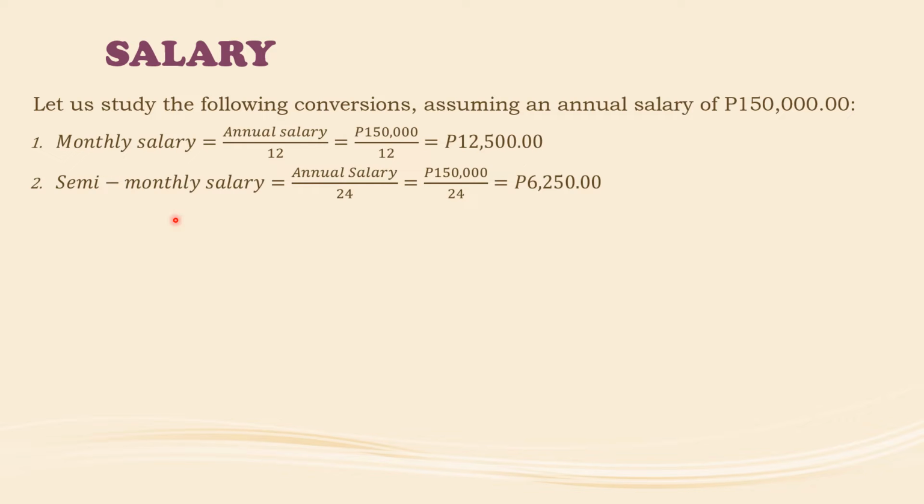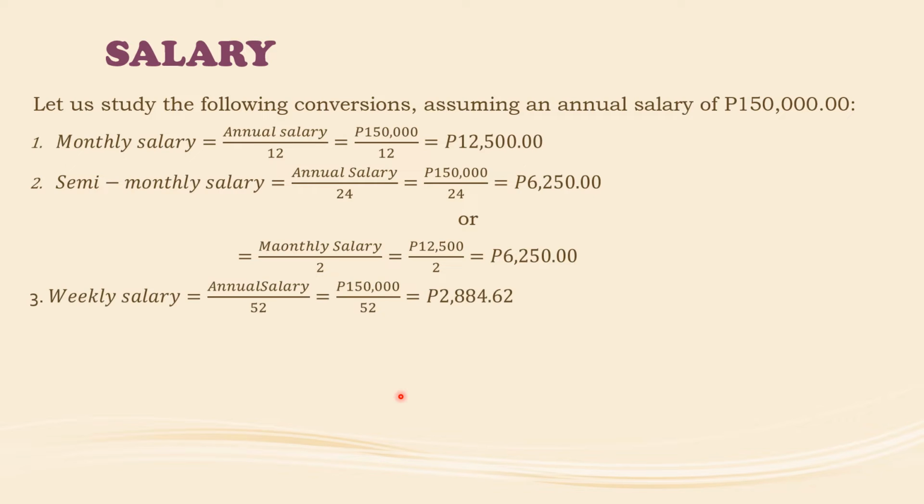Next is semi-monthly salary. So they will be paid twice a month. So annual salary divided by 24. So 150,000 divided by 24 is 6,250 pesos. Or monthly salary divided by 2. So the computed monthly salary earlier, 12,500 divided by 2, will be 6,250 pesos.